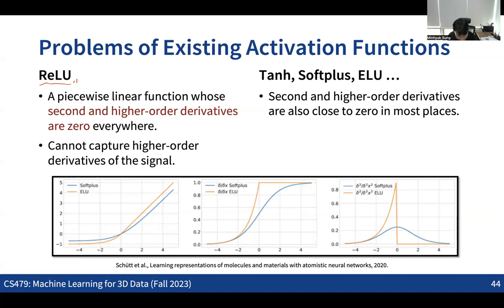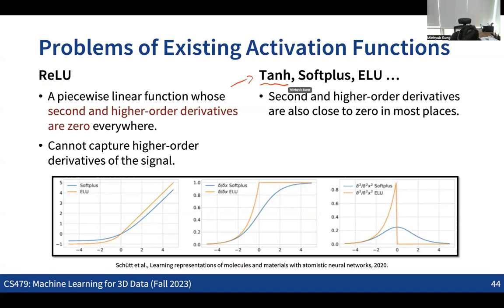So by just taking linear layers with the ReLU activation, it's impossible to produce the function that we want to achieve, because the function that we want to get has second and higher order derivatives that are not zero. And that's almost the same for the other activations as well.